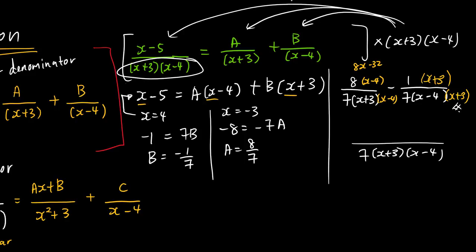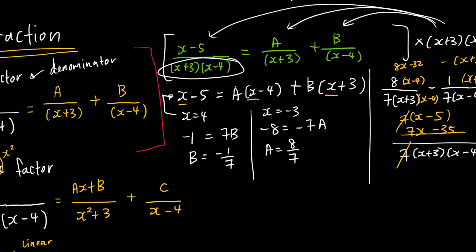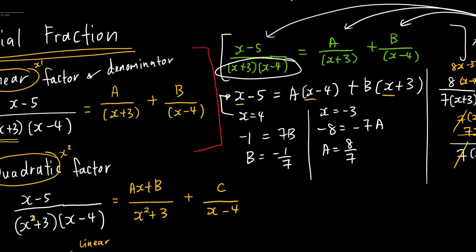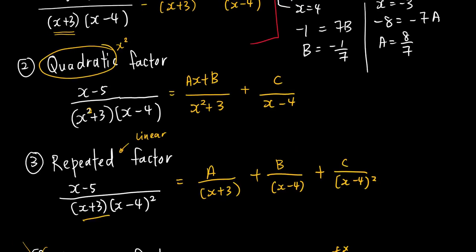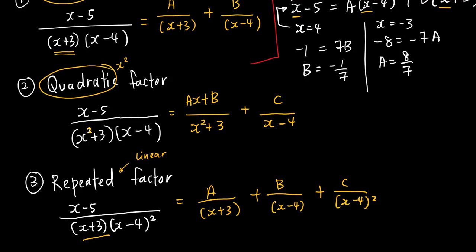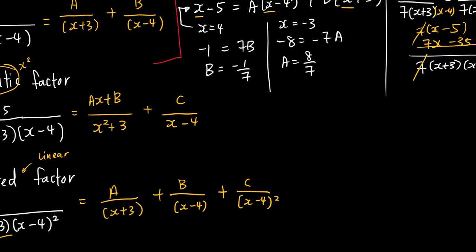This one you should have minus x plus 3. So 8x minus x, you get 7x. 32 minus 3 again, you get negative 35. So if you factorize out the 7 on the top here, you should get 7 times x minus 5. 7 and 7 I simplify, I get x minus 5 over the whole thing. So this is what happens for the partial fraction. Actually, it's quite simple. So same idea for the second part and the third part. I will show you quickly.